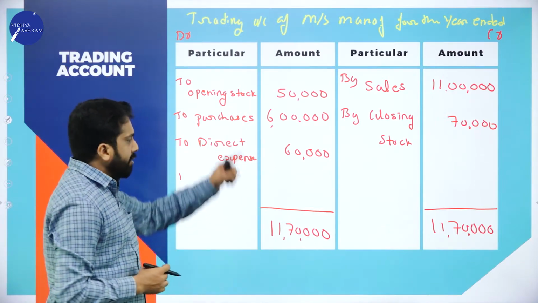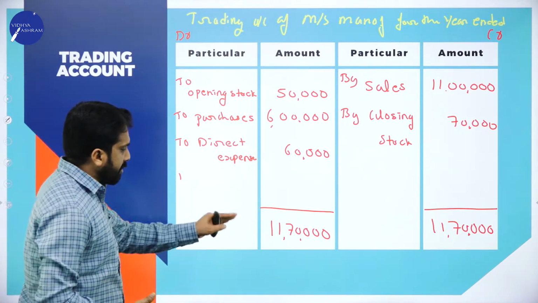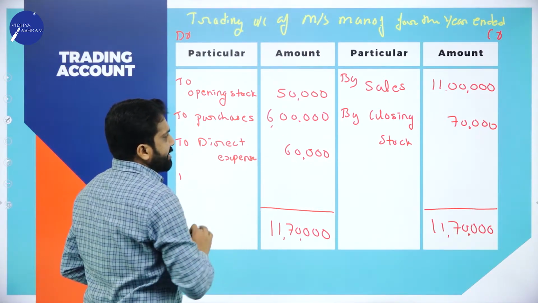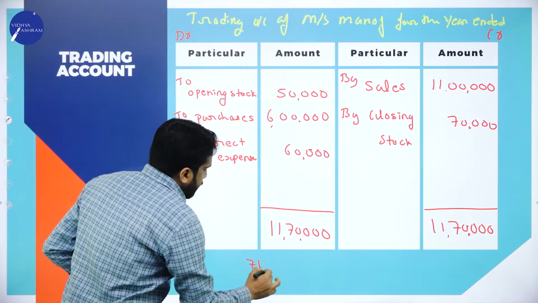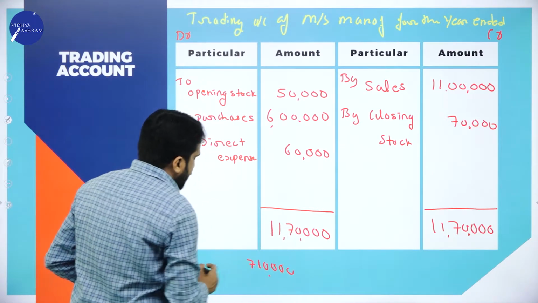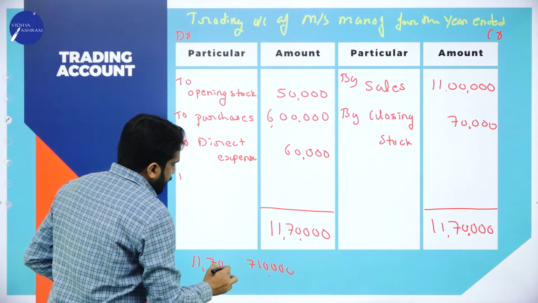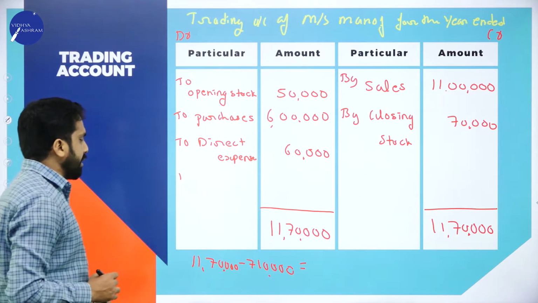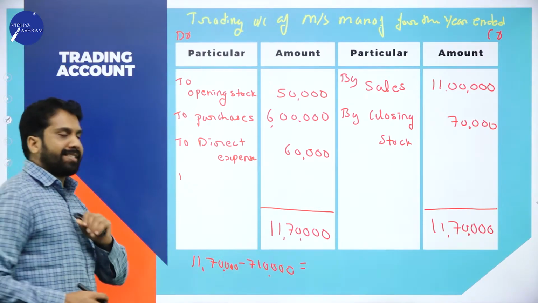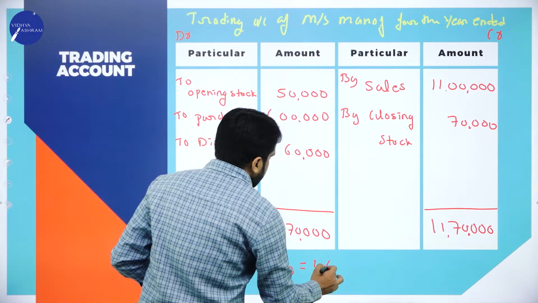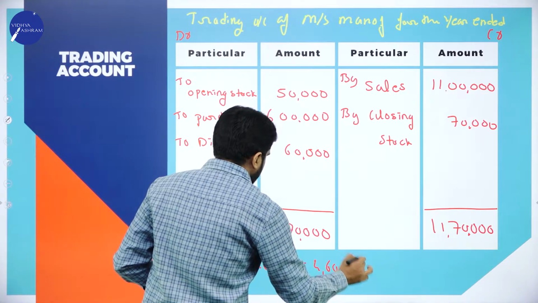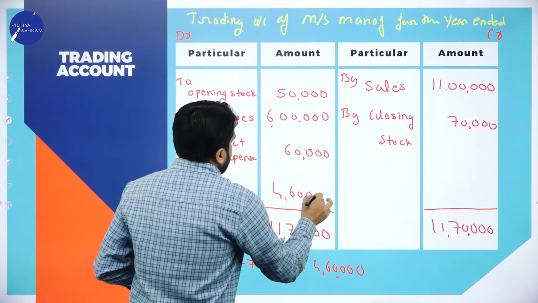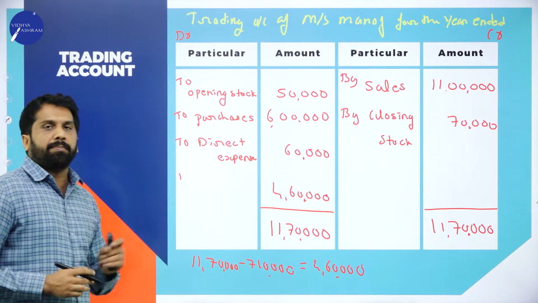If you don't know how to calculate here, it's a simple calculation. Below this, as a working note: 6 plus 50, 650 plus 60, 7 lakh 10,000. How much do you have? 11 lakh 70,000. If you minus, how much will you get? You will get around 4 lakh 60,000. So your answer is 4 lakh 60,000. Any doubt up to this?